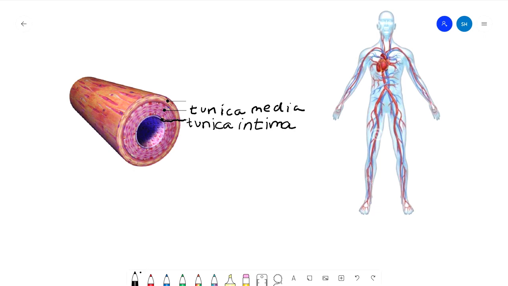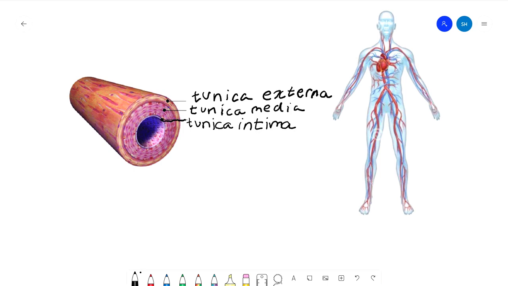The outermost layer is the tunica externa. The tunica externa is made up of connective tissues that wrap around the blood vessel, protecting it and anchoring it to the surrounding tissues. Now that was the anatomy of a blood vessel. Now let's go deeper into the types of blood vessels.